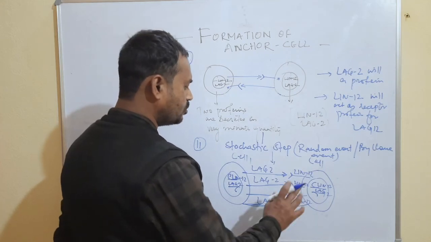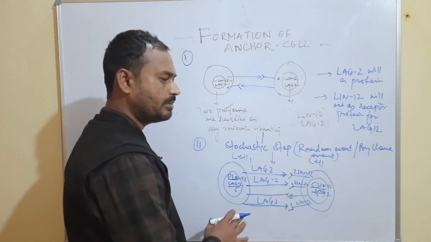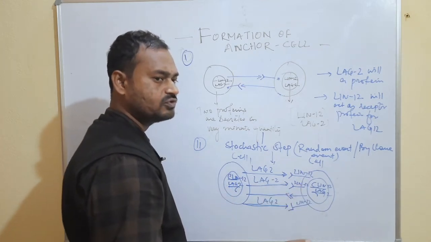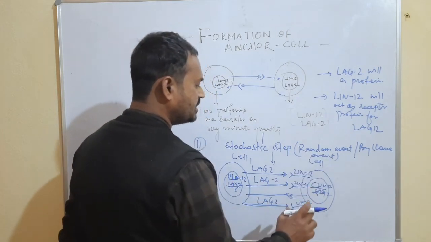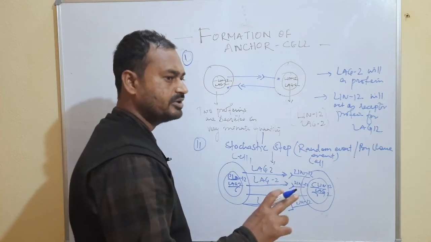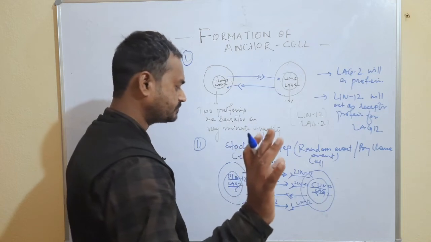Those cells which express more lag-2 will be the future anchor cell, and those cells which produce more lin-12 will be responsible for the ventral uterine cavity.